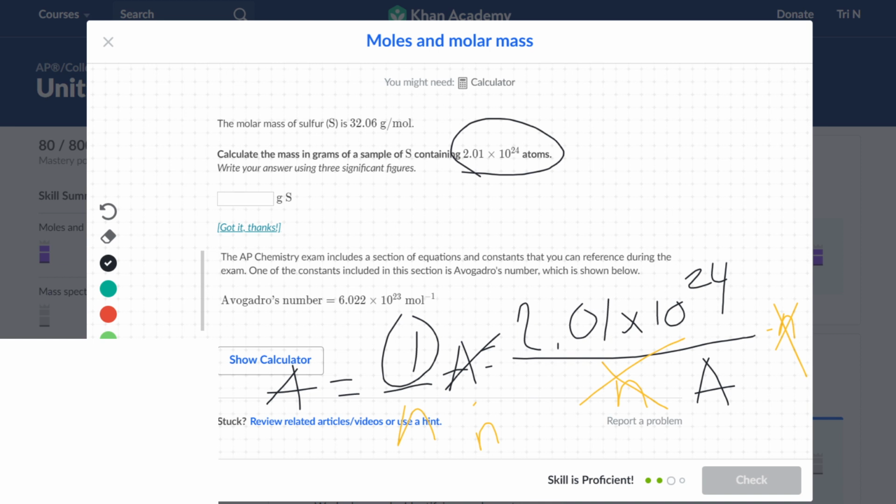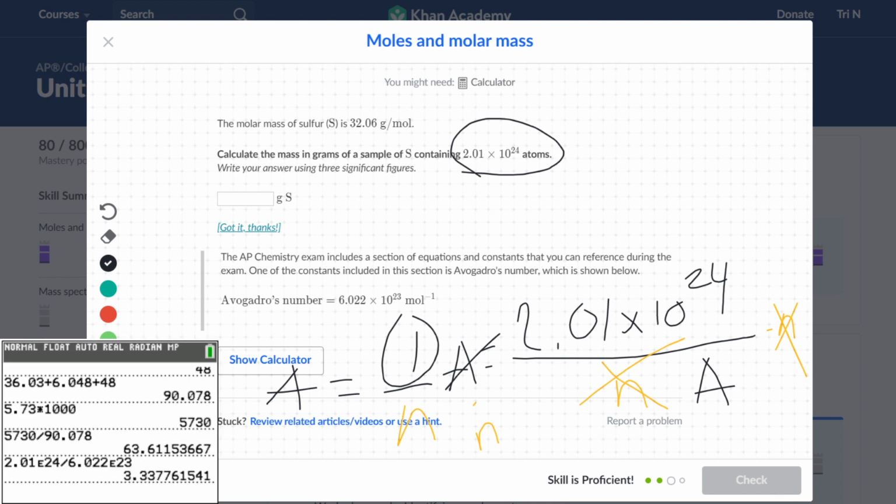If we put that in our calculator, we have 2.01 times 10 to the power 24, and then we divide it by the Avogadro constant, which is 6.022 times 10 to the power 23. If we do that division, that should give us the amount of moles. There we go, that will be around 3.33776151, and so on. That will be the amount of moles. So now we have the amount of moles ready.